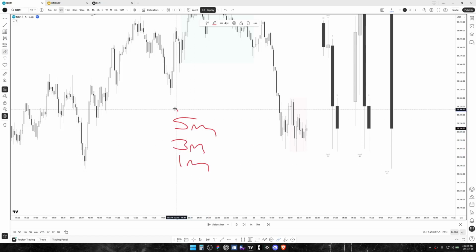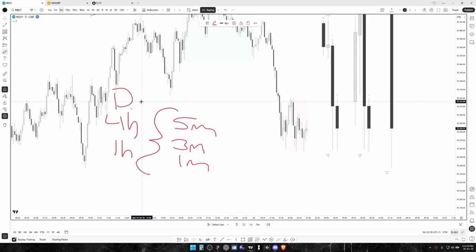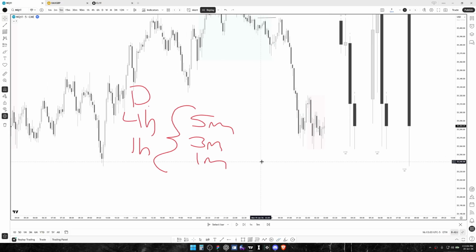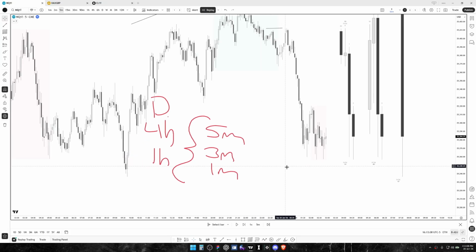Okay, got it. But all of these depend on the 4 hour and the 1 hour. Definitely, yes. The 1 hour and 4 hour, and even the daily picture too, for preparation, to see where that liquidity might be going, the external direction.